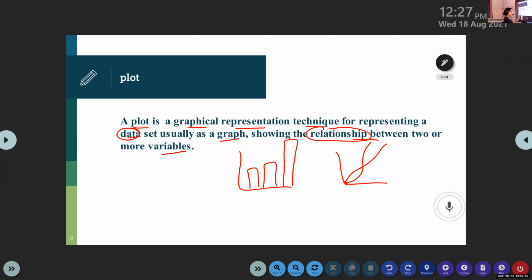Then what is a plot? Simple definition for a plot. It is a graphical representation. In every definition, you will get to hear the word graphical representation, isn't it? For representing data, we usually use a graph. It shows the relation between two or more variables.